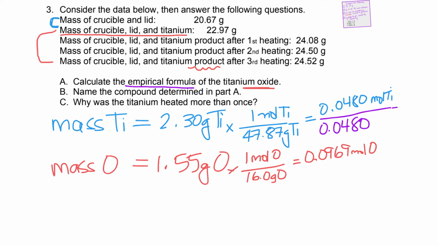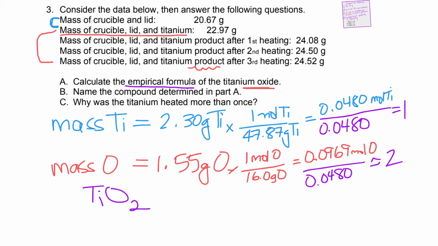0.0480. So obviously when you divide that, you're going to get a 1. And then we're also going to divide our moles of oxygen by that same value. When we do that on your calculator, we get approximately, super close to, the whole number 2. So what those are telling us are the mole ratios within the compound. So we have 1 titanium, we don't write a subscript of 1, and we have 2 oxygens. So TiO2 is the empirical formula.